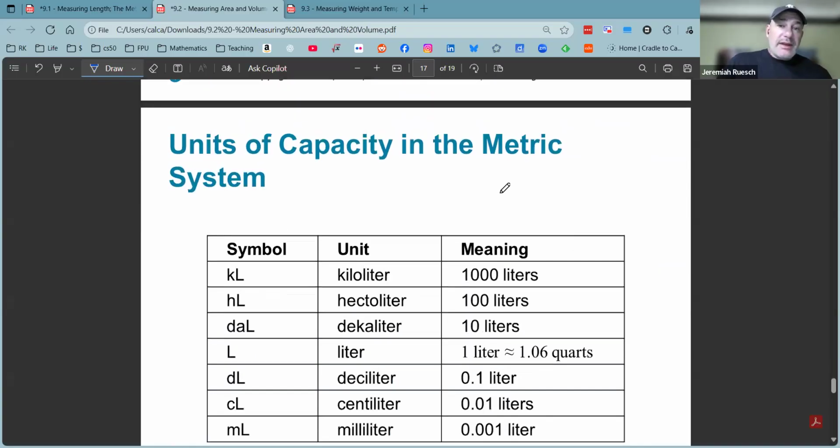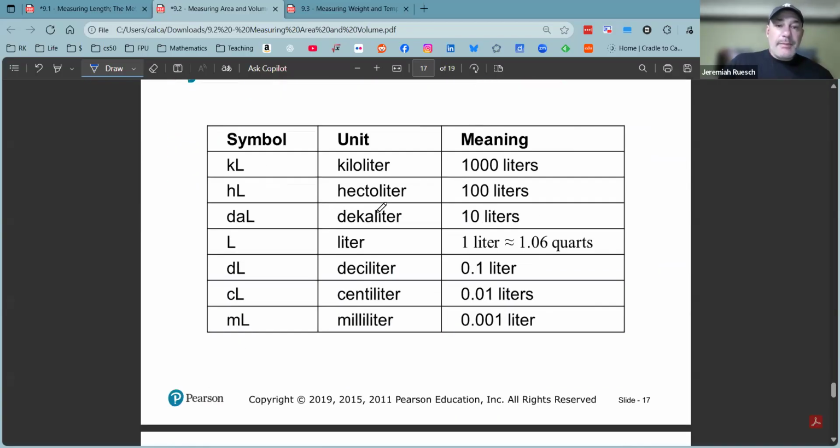All right, units of capacity in the metric system. Okay, so here, some of these may sound familiar. The US has adopted some of these and others much less so. So we have a kiloliter, a hectoliter. I sometimes hear this in terms of reservoir capacities, like the water being held behind a dam. Not very often, but sometimes.